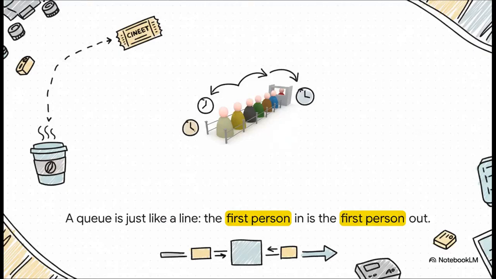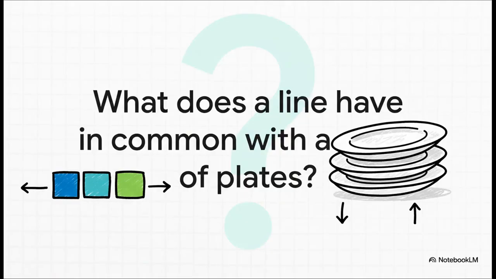We're going to start with something we all know, something incredibly familiar, a simple line, right? Whether you're waiting for coffee, a movie, whatever, the principle is always the same. The first person who gets in that line is the first person who gets served. Just keep that idea in your head. So what on earth could that line possibly have in common with a stack of plates in your kitchen? I know, it sounds like a weird question, but the answer reveals these two simple but incredibly powerful rules that organize a huge part of our digital lives.